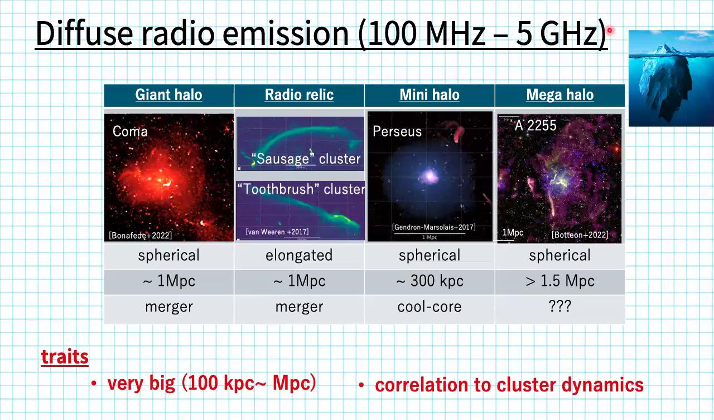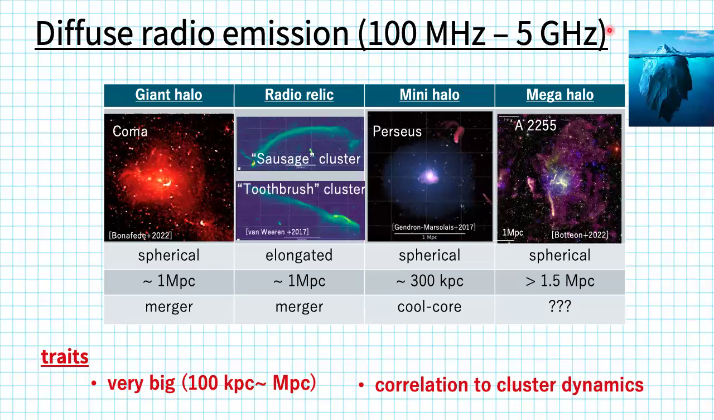The other elongated structure is a radio relic, and there is also a small halo compared to the giant halo, which is termed a mini halo. And also recently, local observation discovered a bigger halo, bigger than the giant halo, which is termed a mega halo. So there are two important characteristics of these kinds of structures.